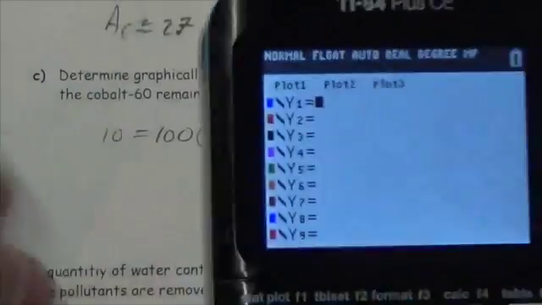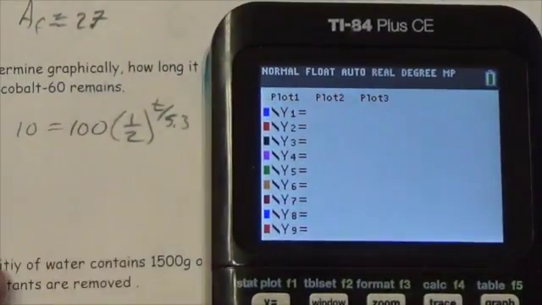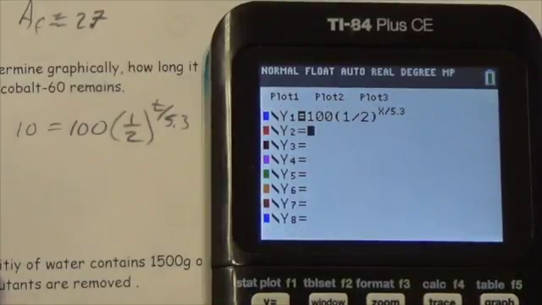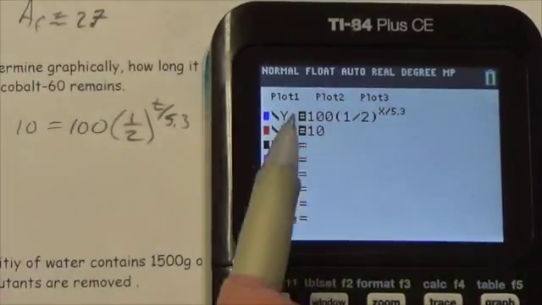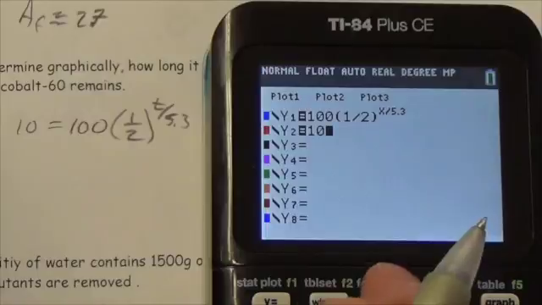So here, I've opened this up already. First of all, we're going to enter in the right-hand side of the equation: 100 multiplied by 1/2 to the exponent x, because I don't know how much time is going to pass, over 5.3. Now I'm looking for 10% to remain. So I've started at 100, and I'm going to take that to 10%, which is what I'm looking to be left over with. I'm going to look for where these overlap.